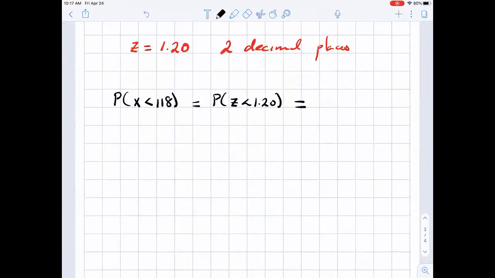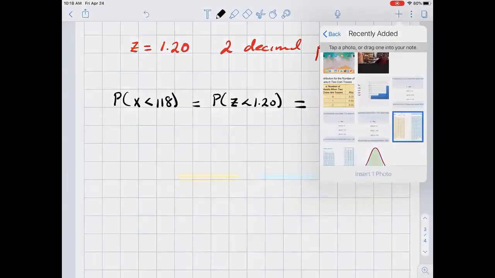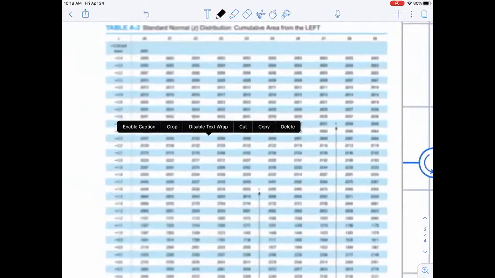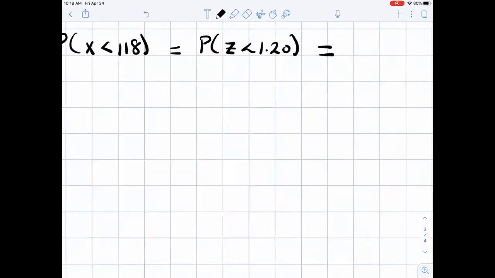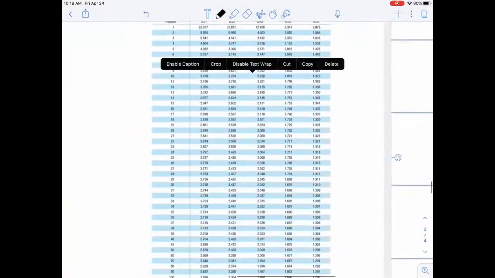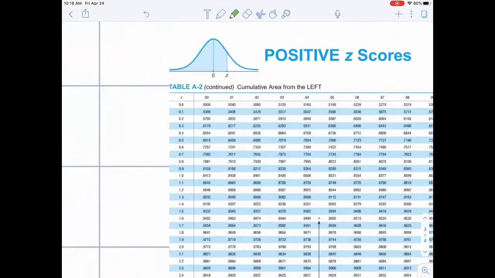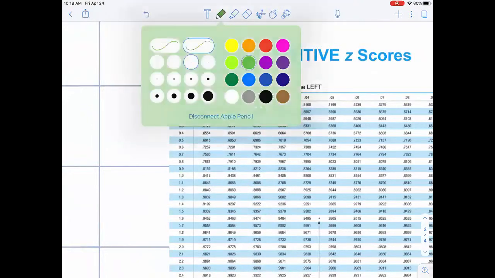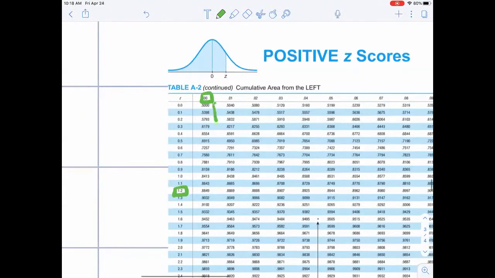And that is equal to, now, if I go back and insert, I think I have the right picture. Maybe this one here. This is all negative, so I need the positive one. So we're looking for 1.20, okay? So if I get my highlighter, 1.2 would be here, but 1.20 is above here. So where do those two intersect, I'm really looking for this number here.